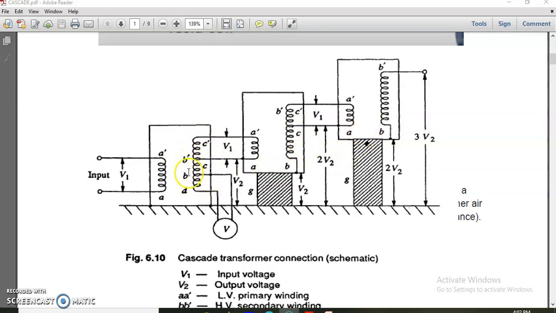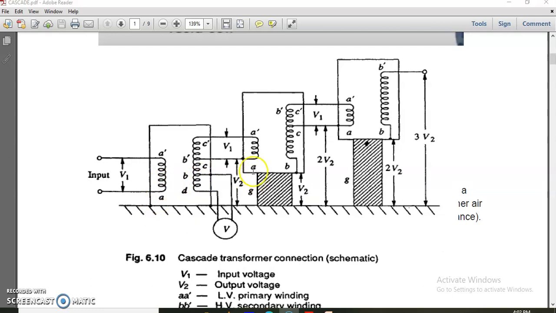This B dash is the HV secondary winding, and BD is the meter winding. The C dash excitation winding is the same as the primary winding. Let us discuss this. These are the cascade transformer units, in which the first transformer has a primary winding and a secondary, and in addition the excitation and tertiary winding. So in total it is a 3 winding transformer.